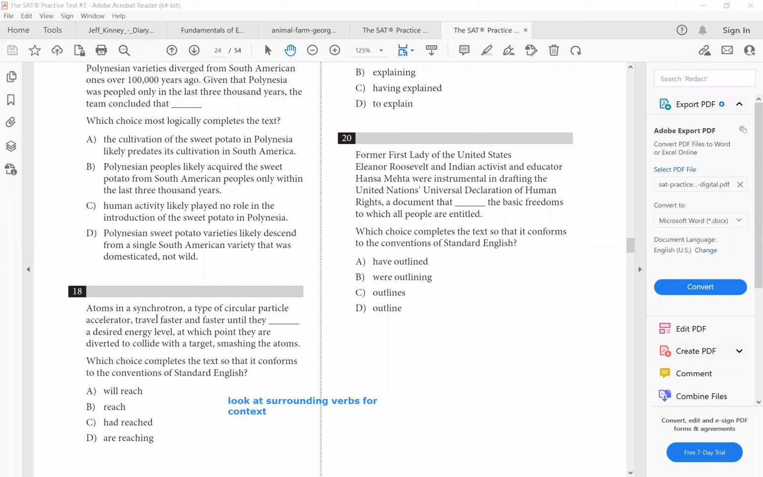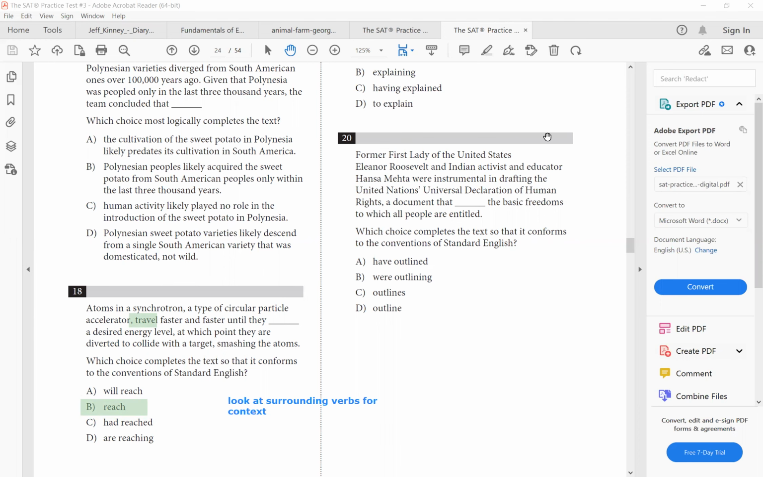Atoms in a synchrotron, a type of circular particle accelerator, travel faster and faster. So that is in present simple tense. So the answer is B, right? When we're talking about facts or habits, routines, or the content description of a story, of a work, we would use present simple.